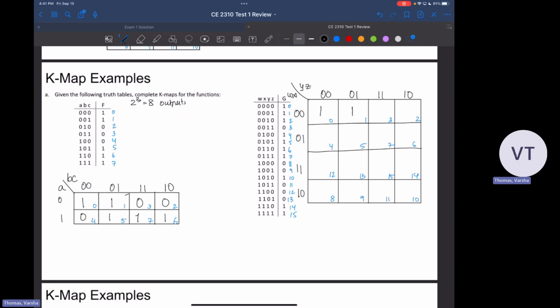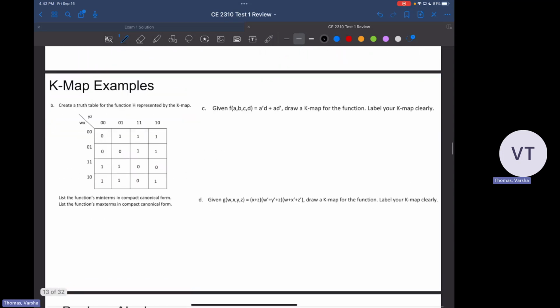And that is a completed K-map for that second example. Any questions? All right, we've got one more example to work through.